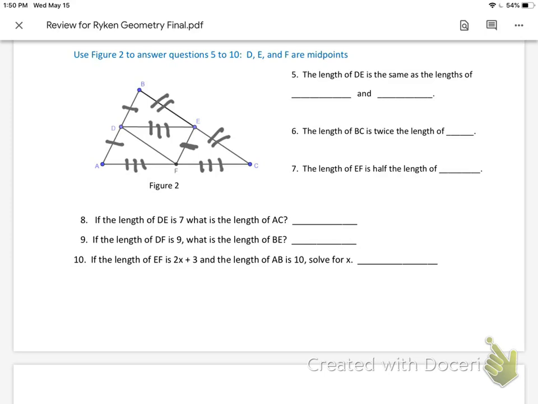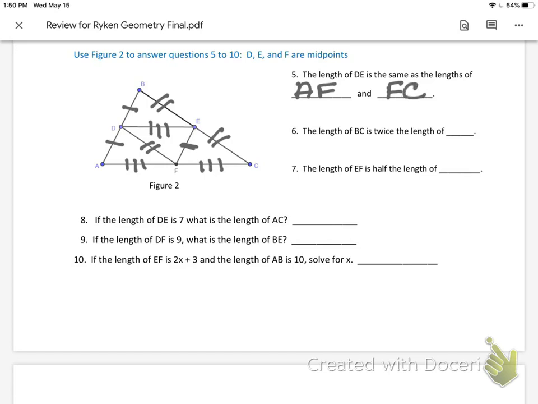So DF is right here, and DF is half the length of BC, and therefore it's the same length as BE and EC. Okay, so you may have to look back at your notes to think about this information, because this is very, very important. So now let's look at the questions. The length of DE is the same as the lengths of what? So DE is a 3, so it's the same as the lengths of AF, also a 3, and FC.